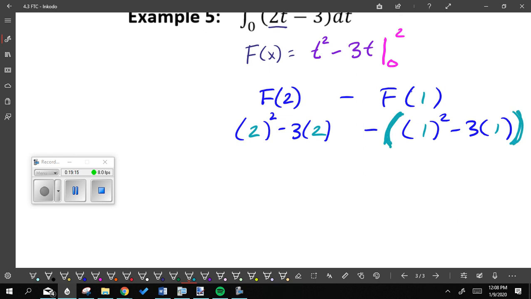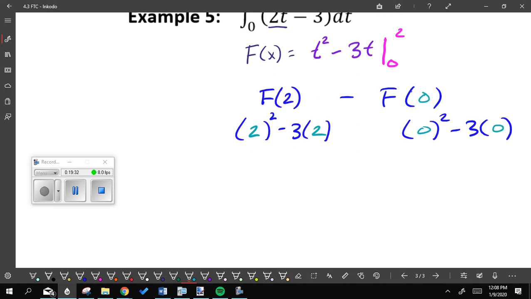All right, so back to the actual problem. 2 squared is 4 minus 6. This is negative 2. This is 0 minus 0. That is 0. Negative 2 minus 0 is negative 2. That is my answer. A reminder that we did this in our calculator back earlier.